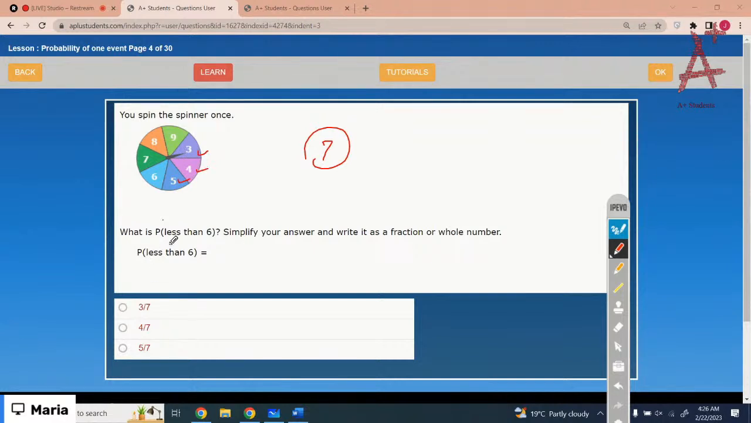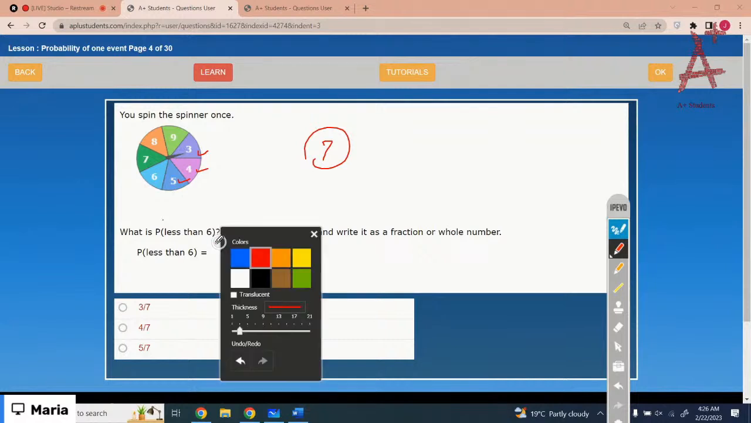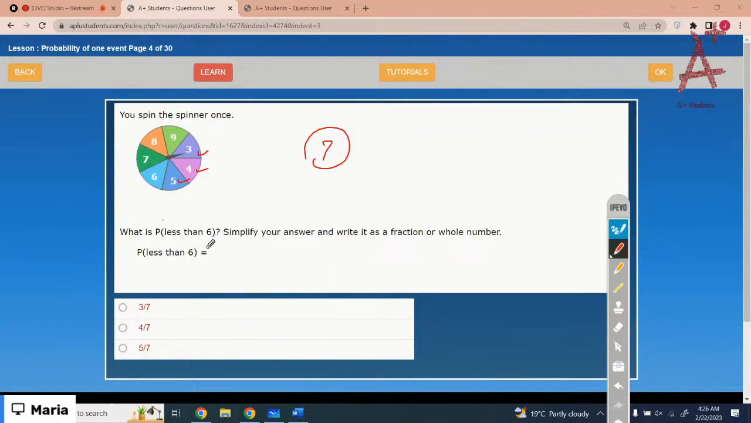So that means the probability of getting less than 6 is... no, just 3 numbers, 3, 4, and 5, are less than 6. So the probability of less than 6 is 3 over 7, not 4 over 7. Got it? So the correct option is 3 over 7.